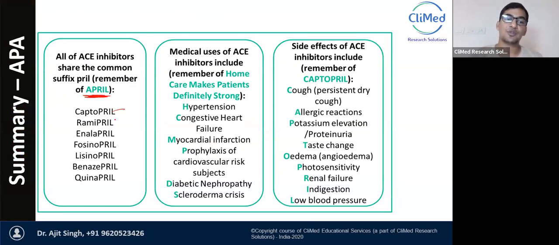Captopril, ramipril, this is the normal suffix "pril", so you can understand by that. Fosinopril, lisinopril, benazepril, quinapril, whatever is there, "pril" means your ACE inhibitors. Okay, and then what else?